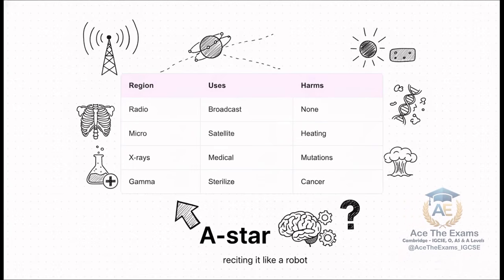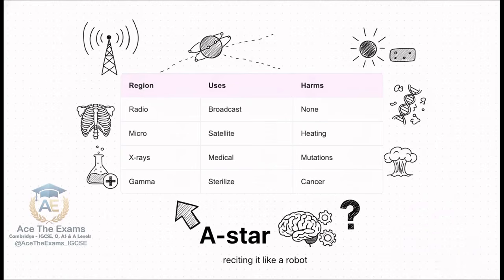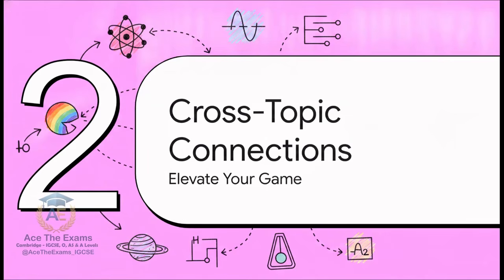Alex memorizes this table perfectly, but when asked why microwaves are chosen over radio waves for satellite links, he freezes. He has the raw facts but no analysis. We need to go deeper. Moving right along to Section 2, building cross-topic connections.